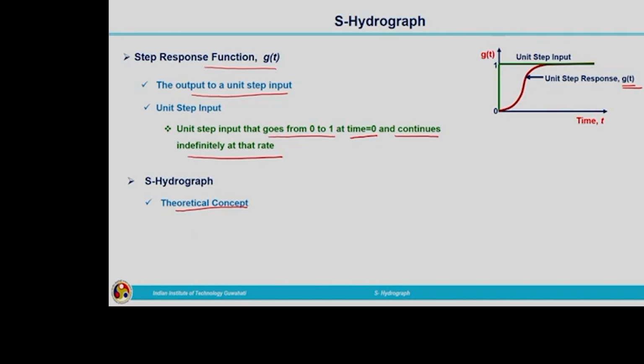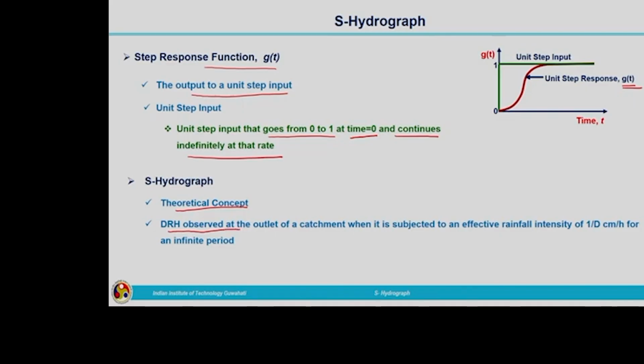What is the S-Hydrograph? The S-Hydrograph is the direct runoff hydrograph observed at the outlet of a catchment when it is subjected to an effective rainfall intensity of 1 by D centimeters per hour for an infinite period. When you compare the S-Hydrograph and the unit hydrograph, the S-Hydrograph is the direct runoff hydrograph obtained from the catchment when it experiences an input of 1 by D centimeters per hour for an indefinite period. It is continuing like that.